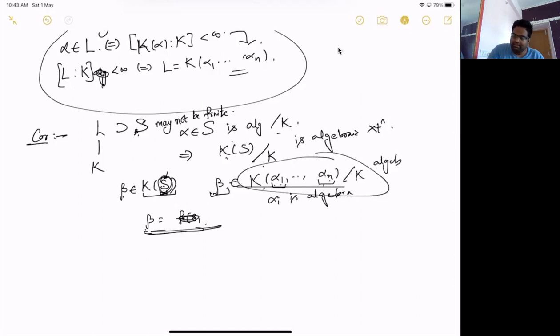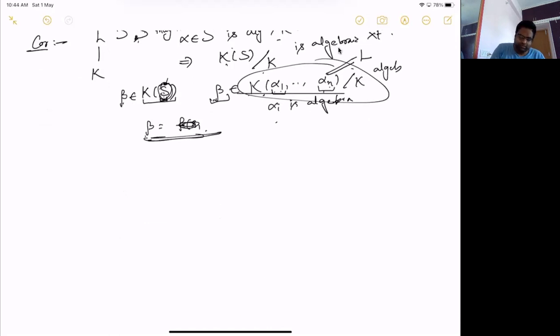Now, why is this algebraic? Because if you consider this L, by the previous theorem, if L is equal to K(alpha 1, ..., alpha n), where each alpha 1 up to alpha n is algebraic, it follows that L over K is finite, therefore L is a finite extension. L is an algebraic extension. Okay.